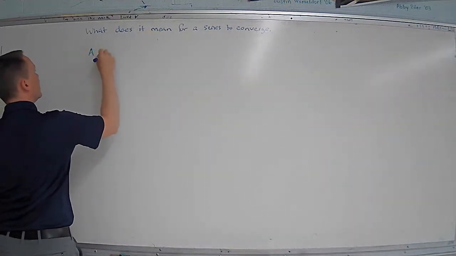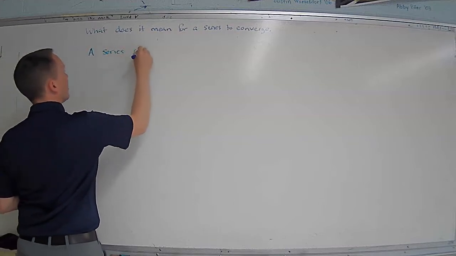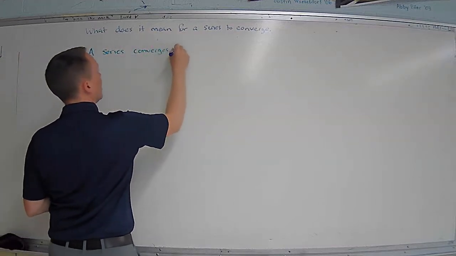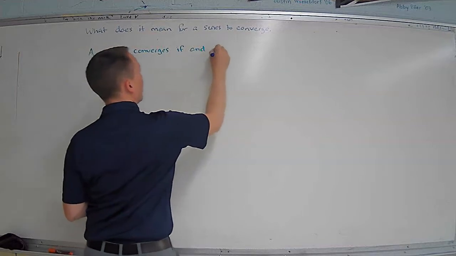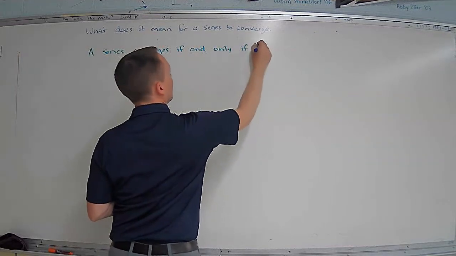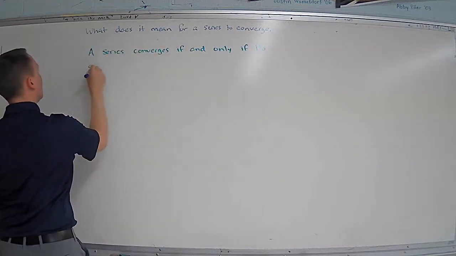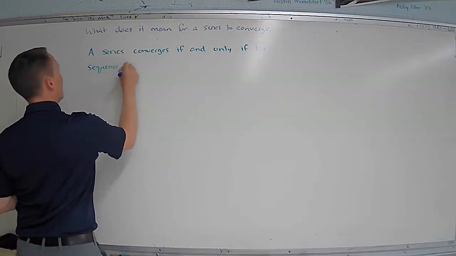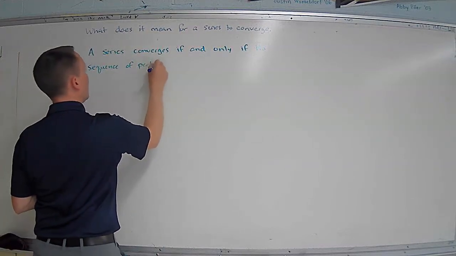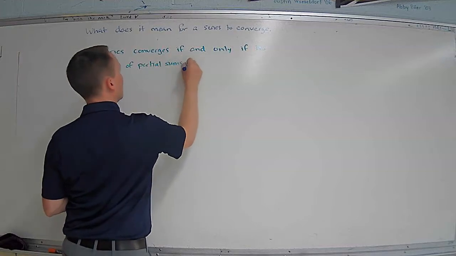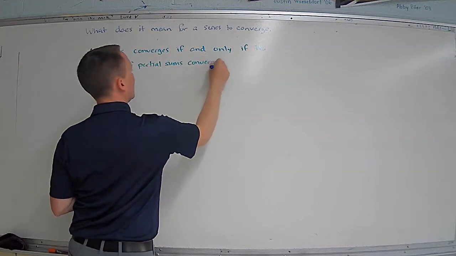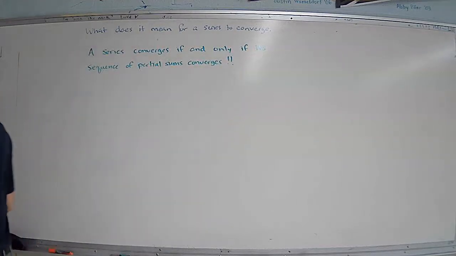A series converges if and only if its sequence of partial sums converges. Okay? Sequence converges if and only if its sequence of partial sums converges. Okay, so let's look at another example and do this with the sequence of partial sums so we can see a couple different ways.